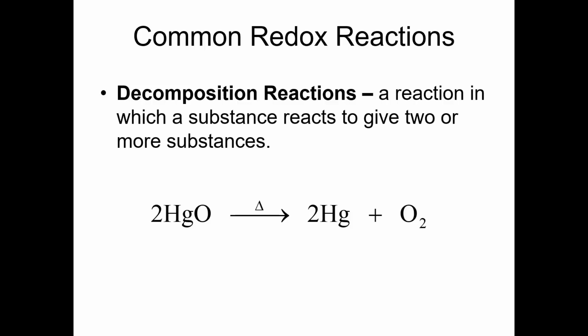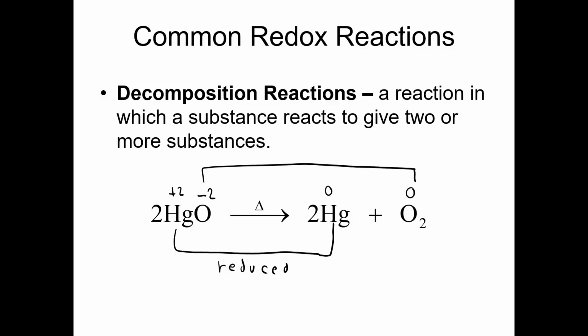So here we have a new reaction, mercury oxide. And we know that oxygen is always going to be -2 in its compounds unless it's a peroxide, which means that mercury has to be +2. Over here, mercury by itself has to be 0, and oxygen by itself also has to be 0. So we have mercury going from +2 to 0. That means it gained electrons. It must be the species that's reduced. So mercury is reduced, and oxygen going from -2 to 0 loses electrons. So that's oxidation.